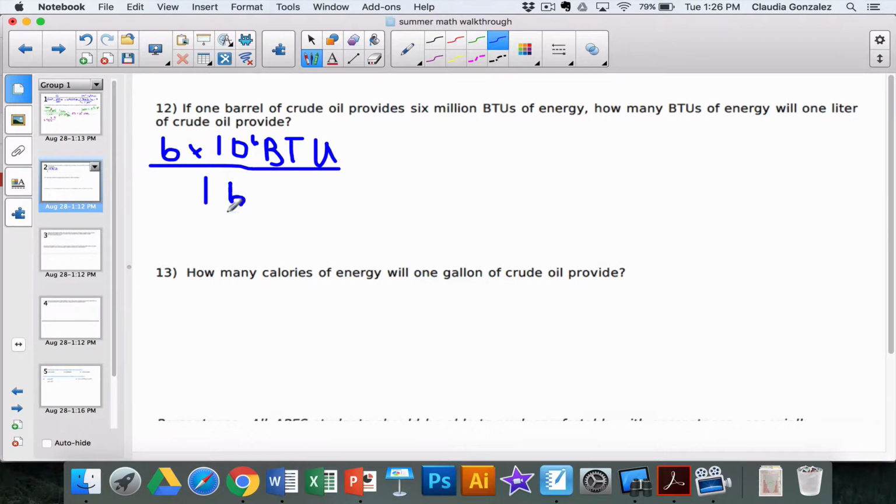I'm going to write 1B of crude oil. Ooh, that looks like a 6. I don't want to do that. I'm going to write BA. How many BTUs of energy will 1 liter provide?